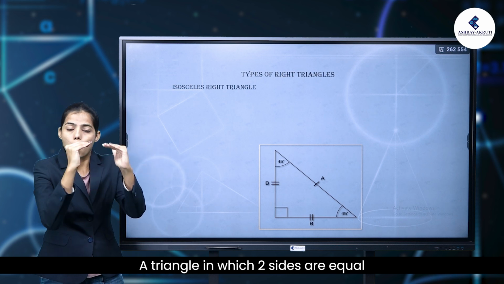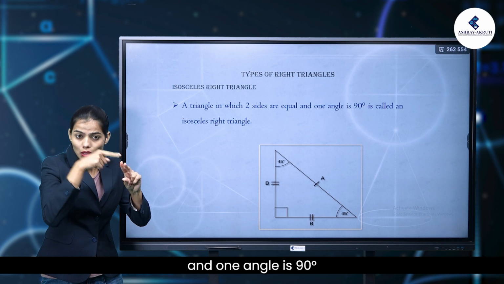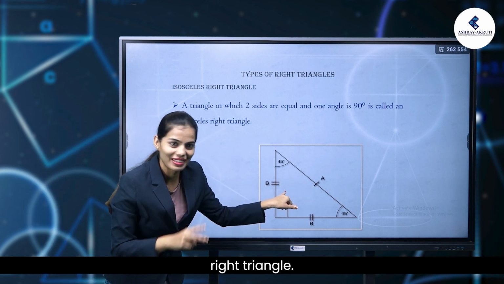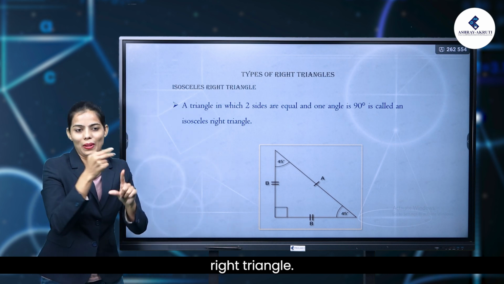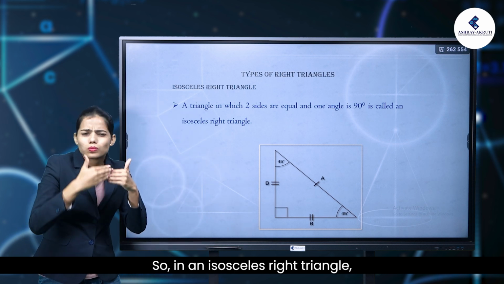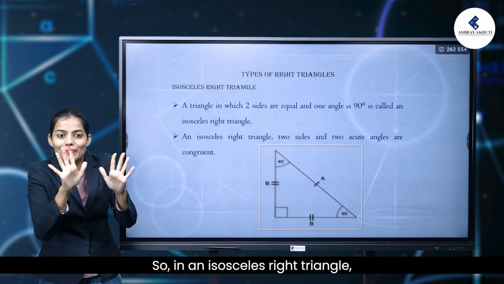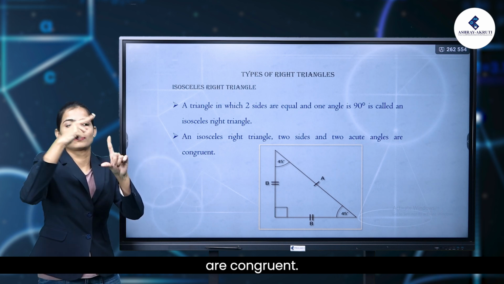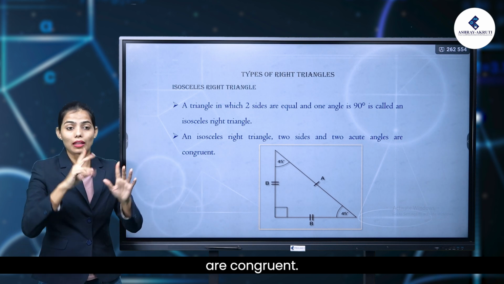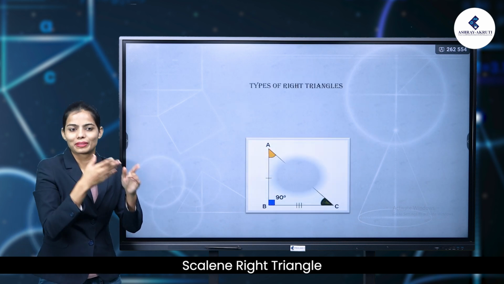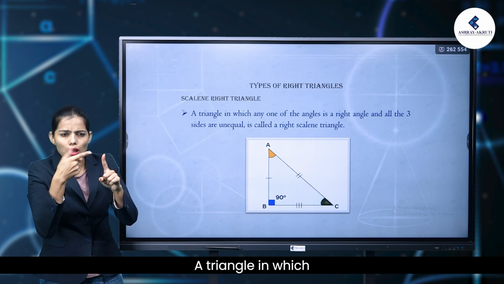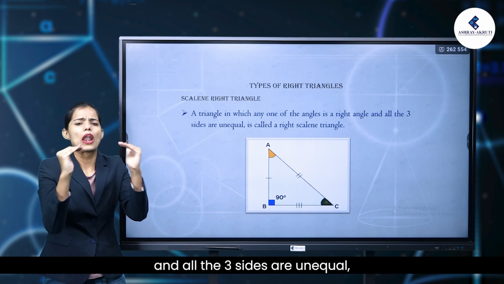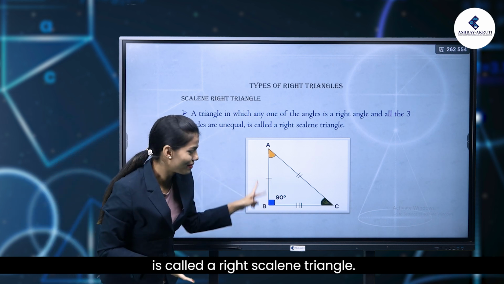Isosceles right triangle. A triangle in which two sides are equal and one angle is 90 degrees is called an isosceles right triangle. So, in an isosceles right triangle, two sides and two acute angles are congruent. Scalene right triangle. A triangle in which any one of the angles is a right angle and all the three sides are unequal is called a right scalene triangle.